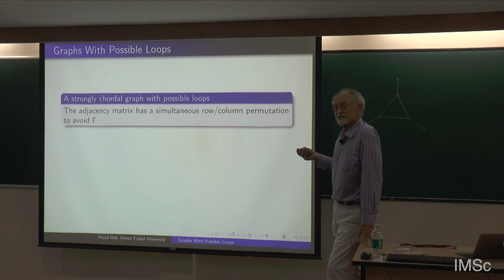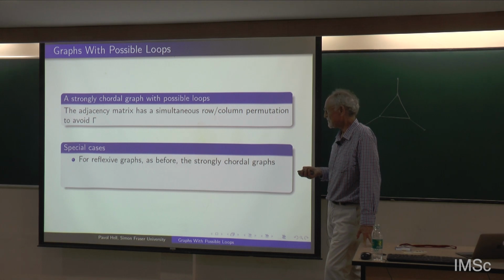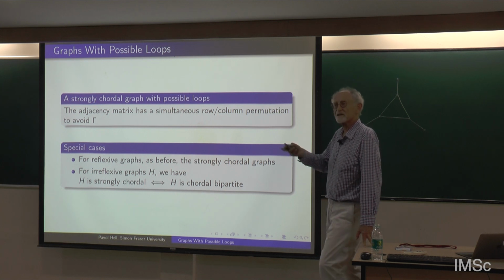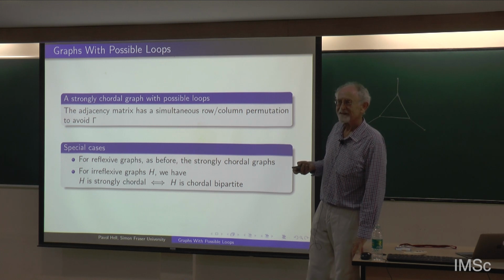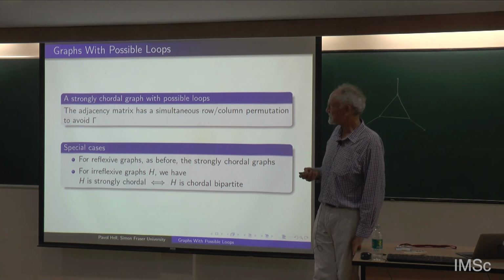And we define it again the same way through the ordering characterization. The matrix should be forbidden. So for reflexive graphs, we get the strongly chordal graphs. For irreflexive graphs, we get the chordal bipartite graphs. It turns out that odd cycles are automatically forbidden. And so it only talks about bipartite graphs, and you get the right concept.